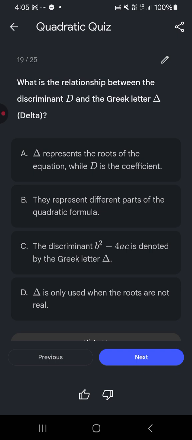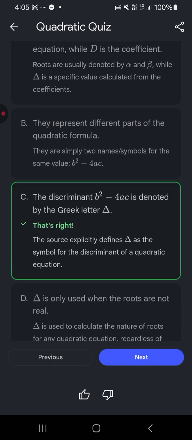What is the relationship between the discriminant and the Greek letter delta? Option C. The discriminant b square minus 4ac is denoted by the Greek letter delta.